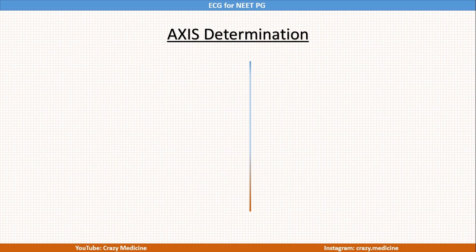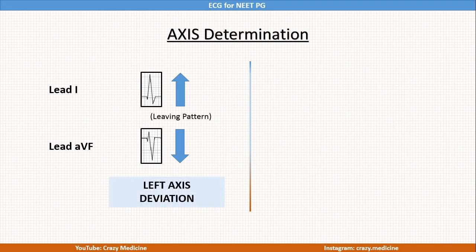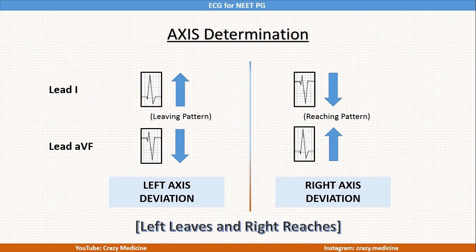You have to check two opposite leads, that is lead 1 and AVF. If the overall amplitude of QRS complex is positive in lead 1 and negative in lead AVF, that is a leaving pattern, it is left axis deviation. And if it is negative in lead 1 and positive in lead AVF, that is a reaching pattern, it is right axis deviation. So in simple words, left leaves and right reaches.